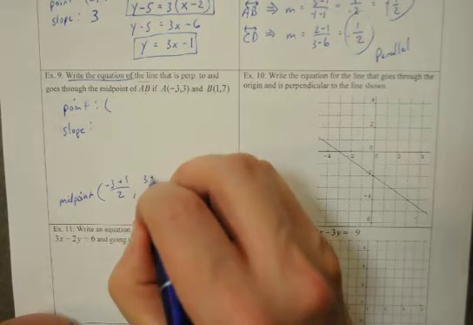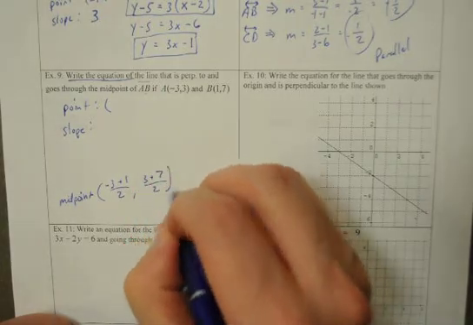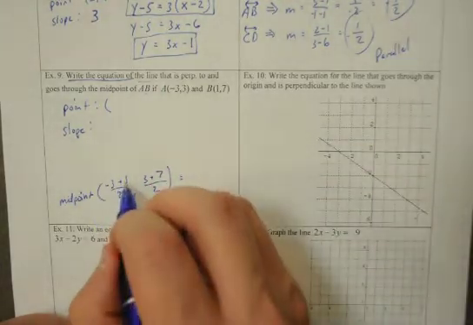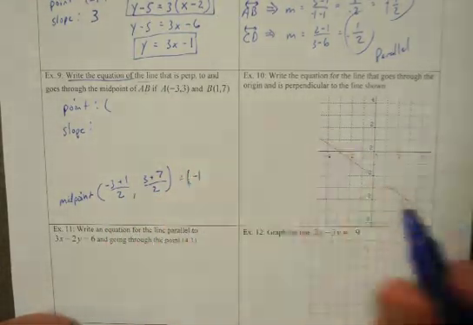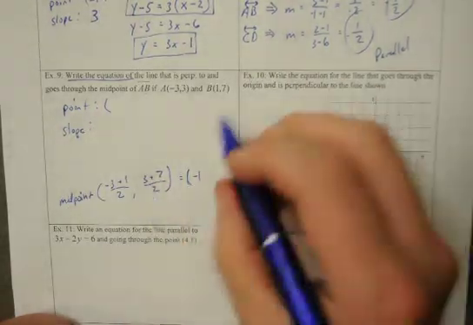This one's a little easier to wrap my mind around because there's no negatives. -3 plus 1 is -2. -2 divided by 2 is -1. 3 plus 7 is 10. 10 divided by 2 is 5.